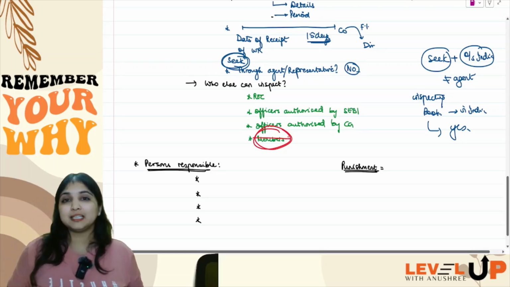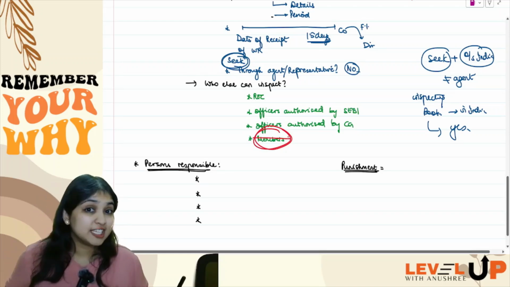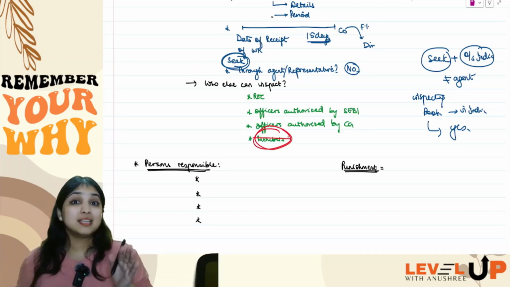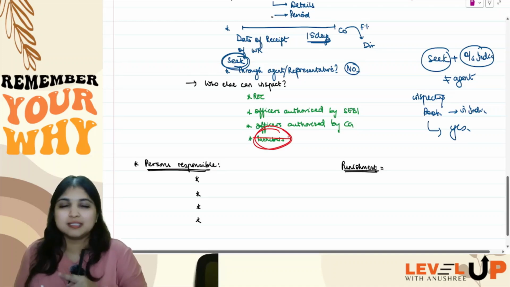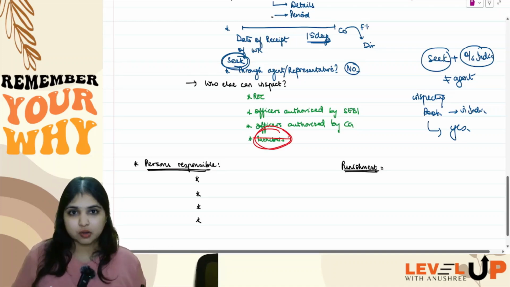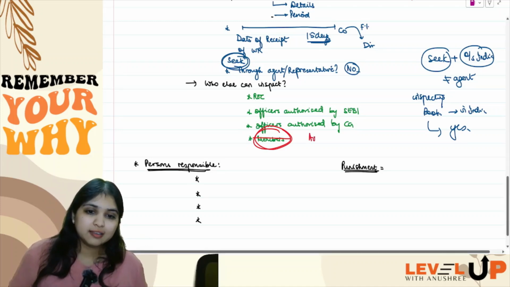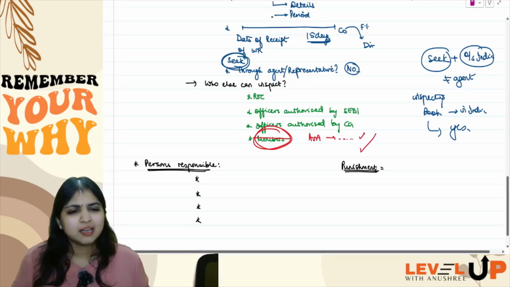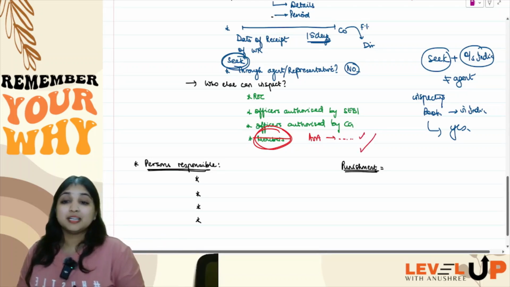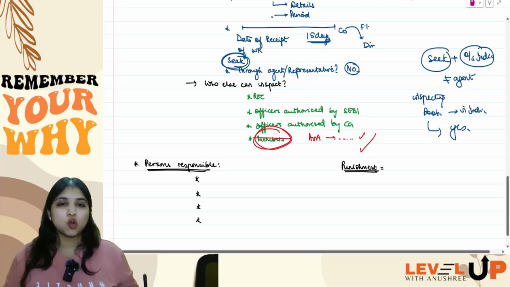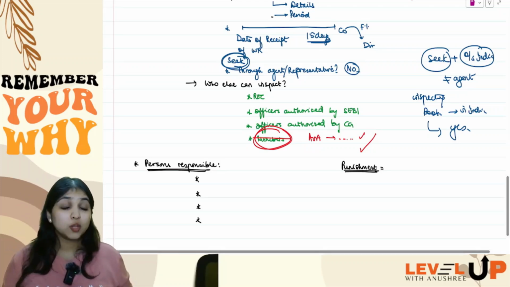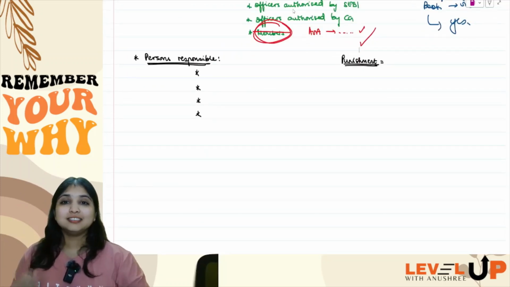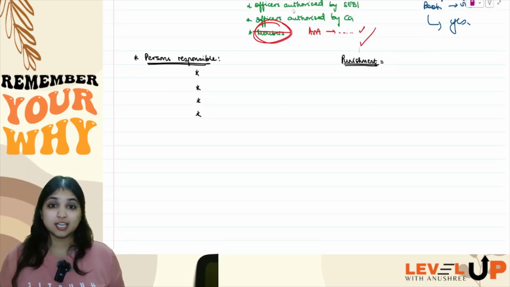Members cannot inspect the books of accounts, members cannot inspect the books and papers, members can inspect the financial statements, but they cannot inspect the books of accounts. However, in the AOA, if it is mentioned that members can inspect, then okay, members can inspect, but otherwise generally members cannot inspect.